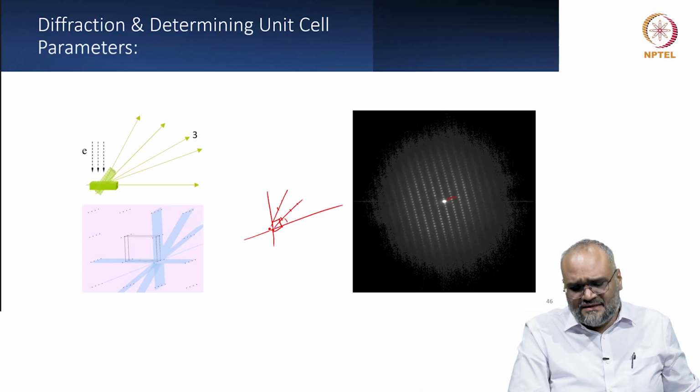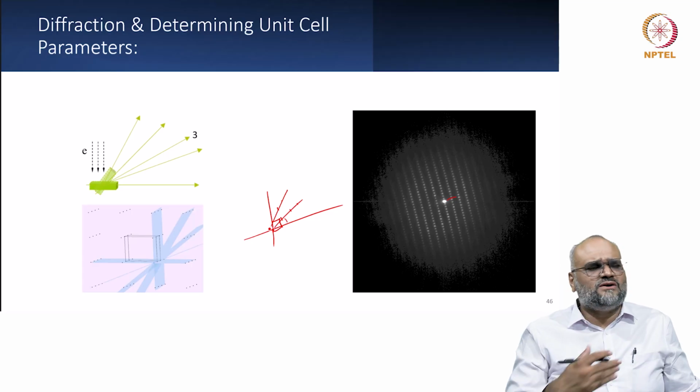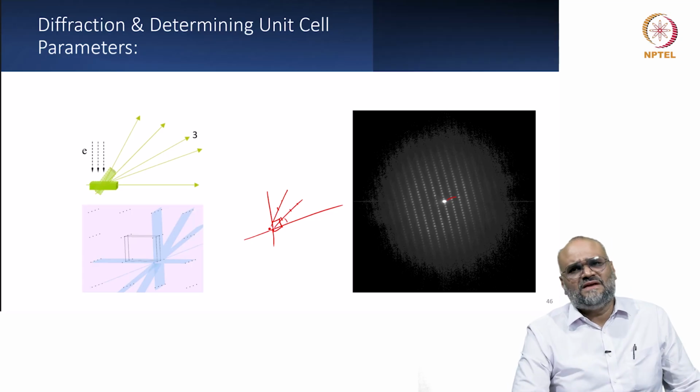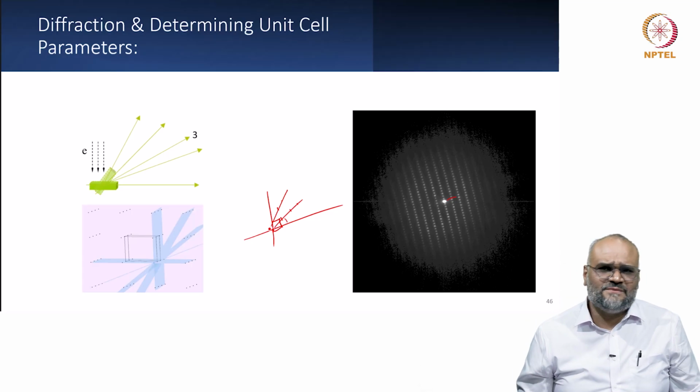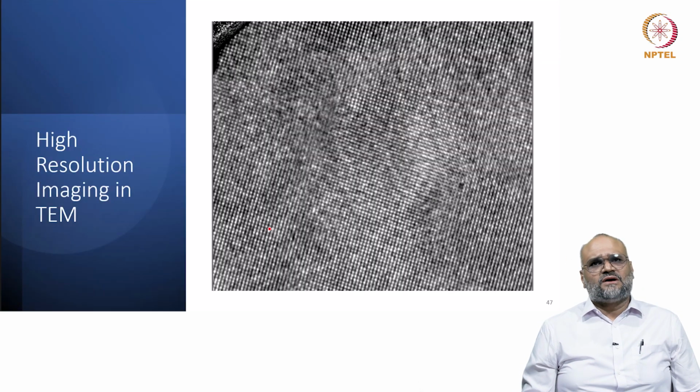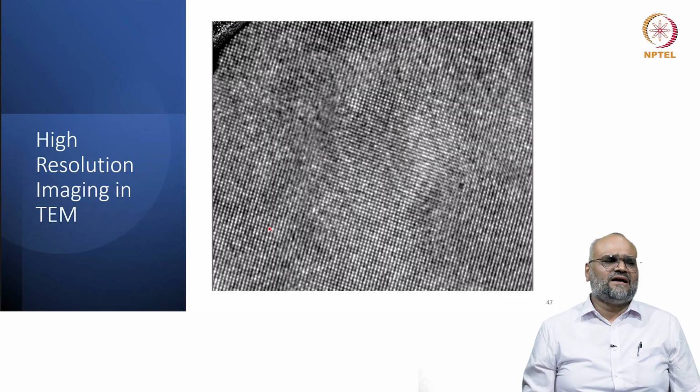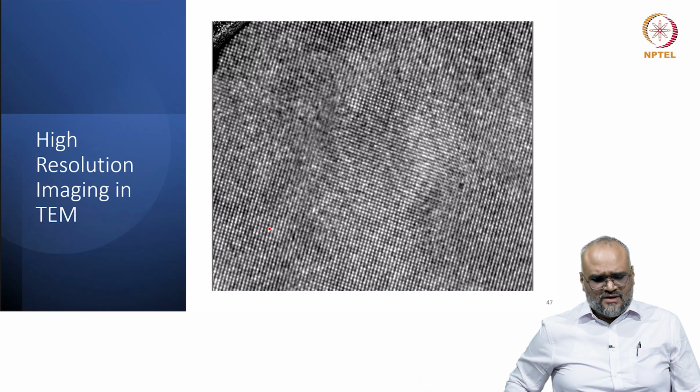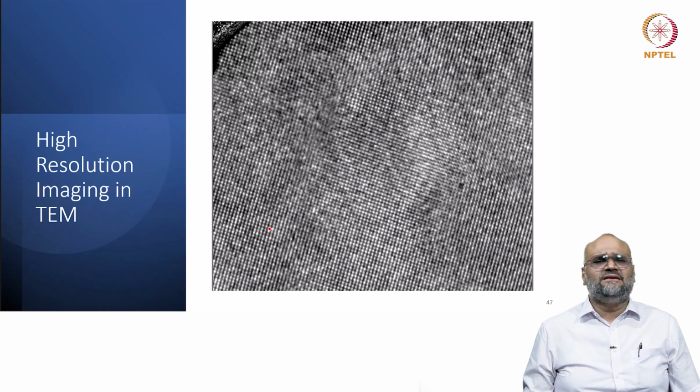So, at this point we will now move into the next methodology of imaging that we learned, which is high resolution imaging in TEM. So, if you look at an example high resolution micrograph from an uncorrected microscope, what you see here is a periodic pattern.